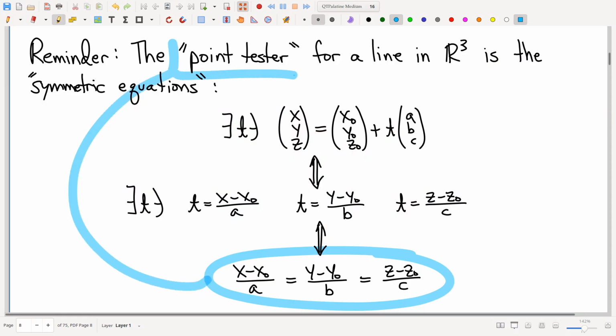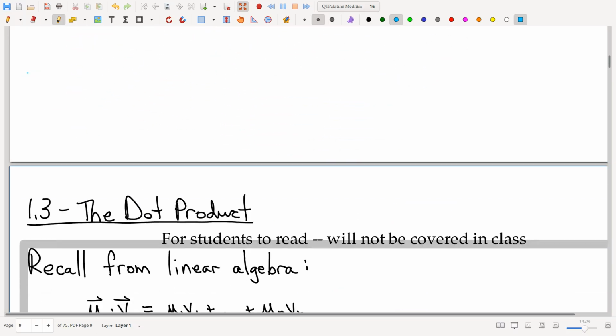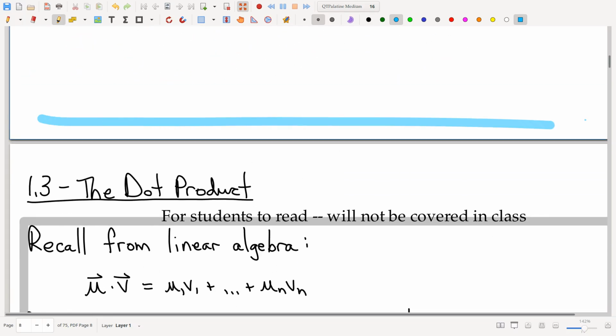And this is called the symmetric equations for the line. It's a real slick move. So whenever you have a line in R3, notice it's two equations. The symmetric equations is another way to describe it. Okay, and that finishes section 1.2 for us.